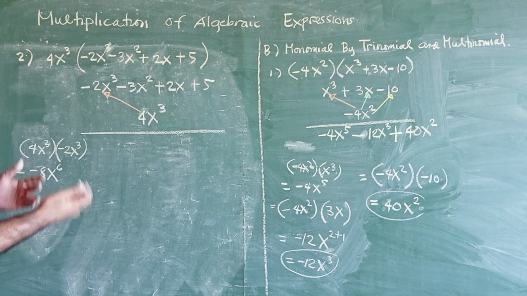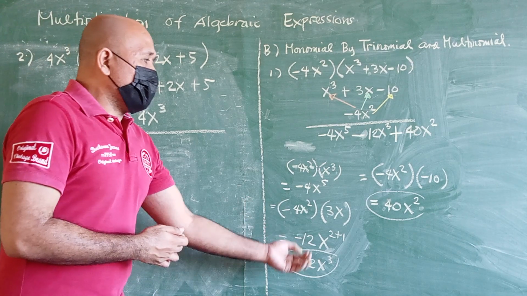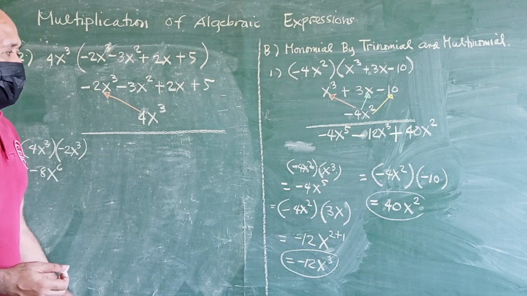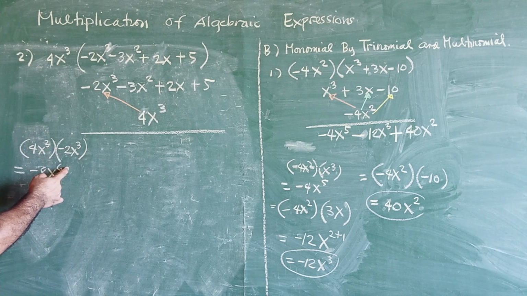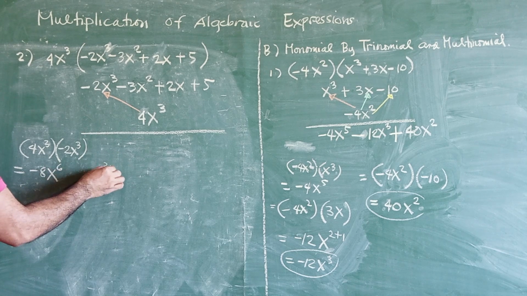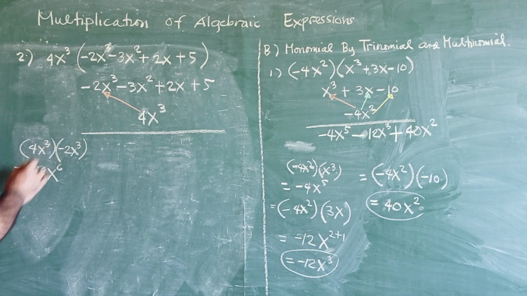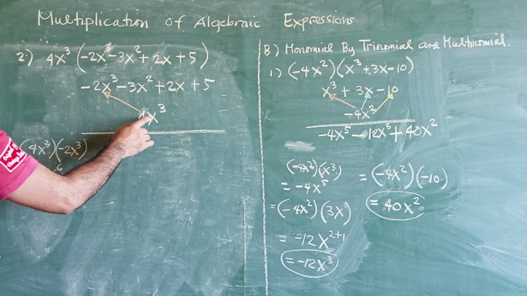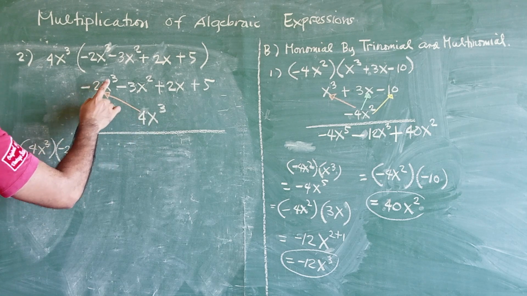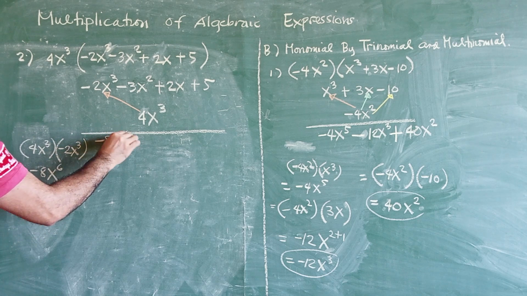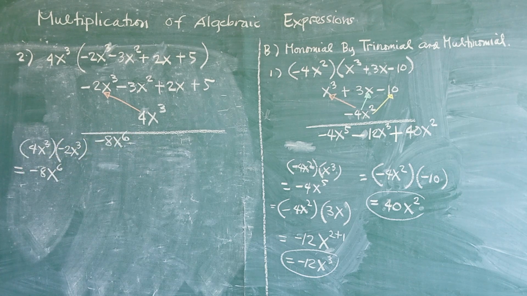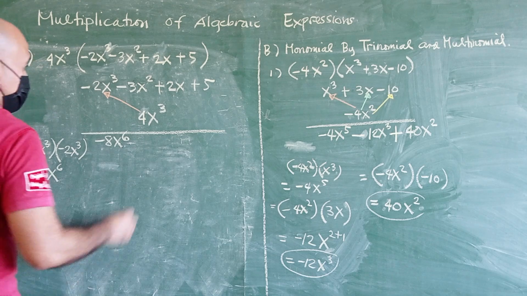If you have already mastered the previous examples on what we're going to do with the exponents, you can just add directly without showing that you are actually adding 3 plus 3. Just do it mentally and write the exact answer here. So the first part, when you multiply 4x cubed times negative 2x cubed, the answer is negative 8x raised to the power of 6.